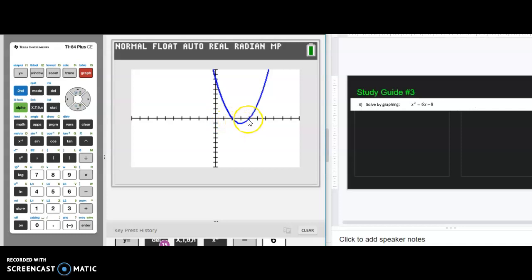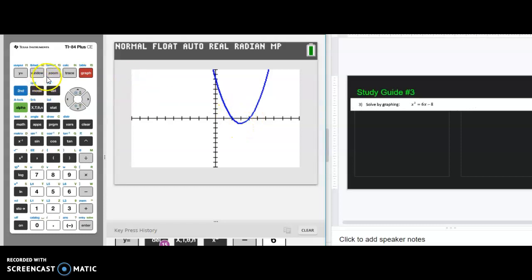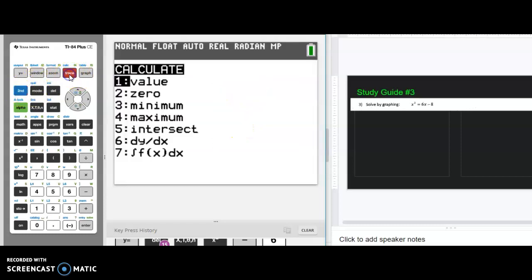So it's where it hits here and here. And just looking at it, you can tell that it hits at 2 and 4. So the solutions are 2 and 4. If you wanted to prove that for sure, you could do second trace, and we would be looking for the 0, so it would be number 2.